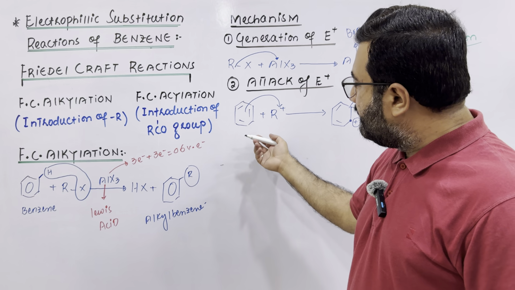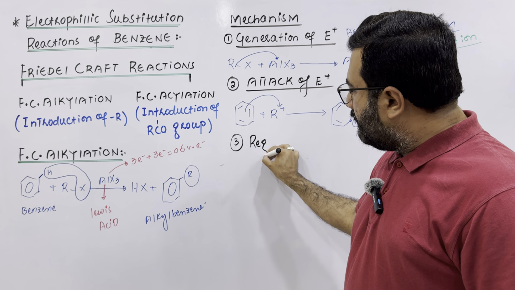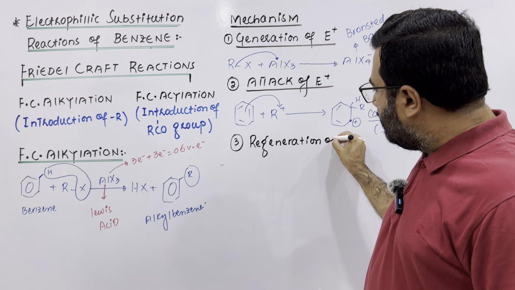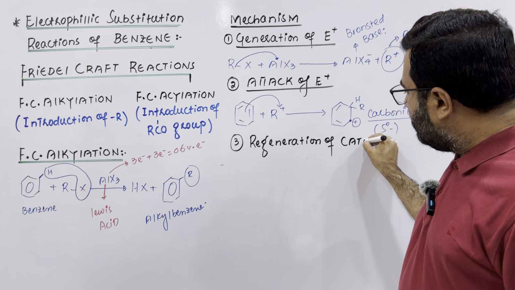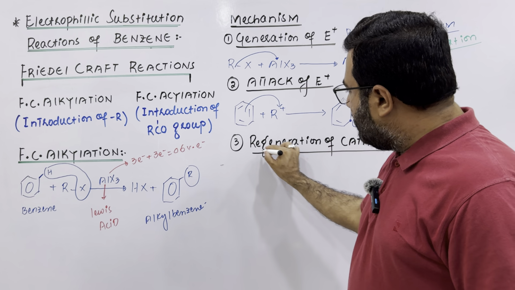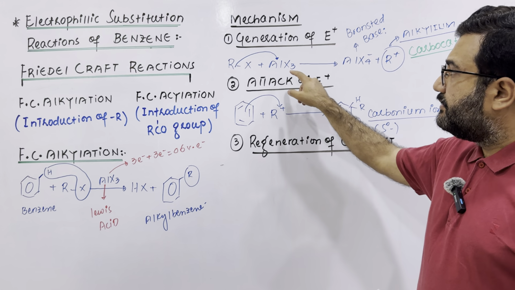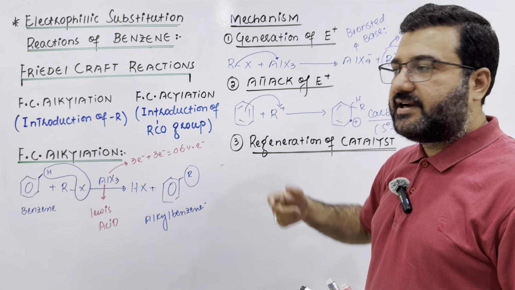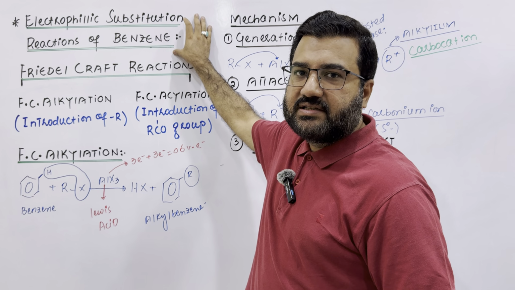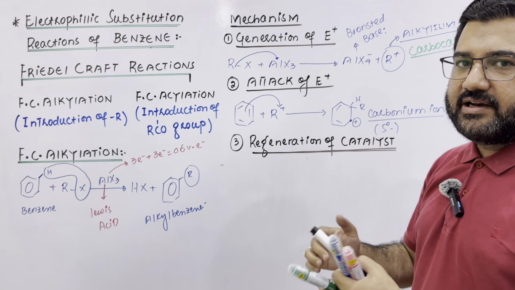In the last step, that will be the regeneration of the catalyst. A catalyst is never consumed in the reaction, and if during the mechanism the catalyst is used, then it must be regenerated at the end of the reaction. And the role of the catalyst in all electrophilic substitution reactions of the benzene is just to facilitate the production of the stronger electrophile by reacting with the reagent.